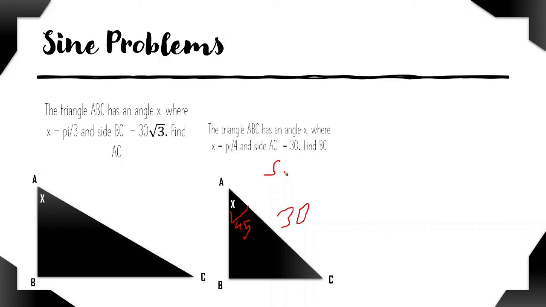So sine of 45, because that's what x is equal to, over 30, which is the hypotenuse. So BC is our opposite side, so we can find BC. So we have to write BC right here. Now all we need to do is find sine of 45.